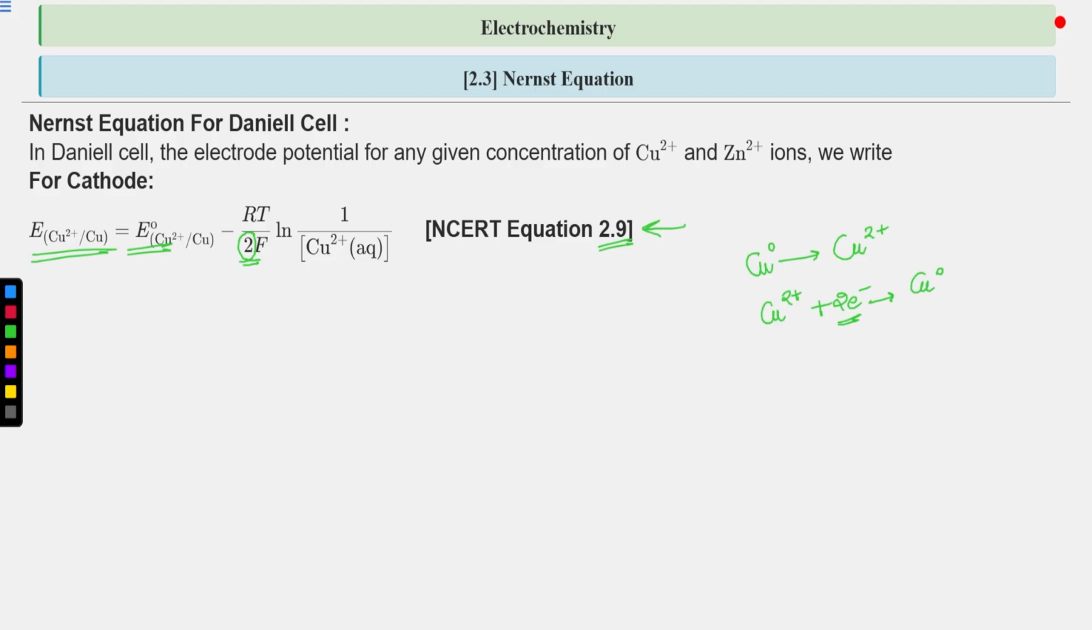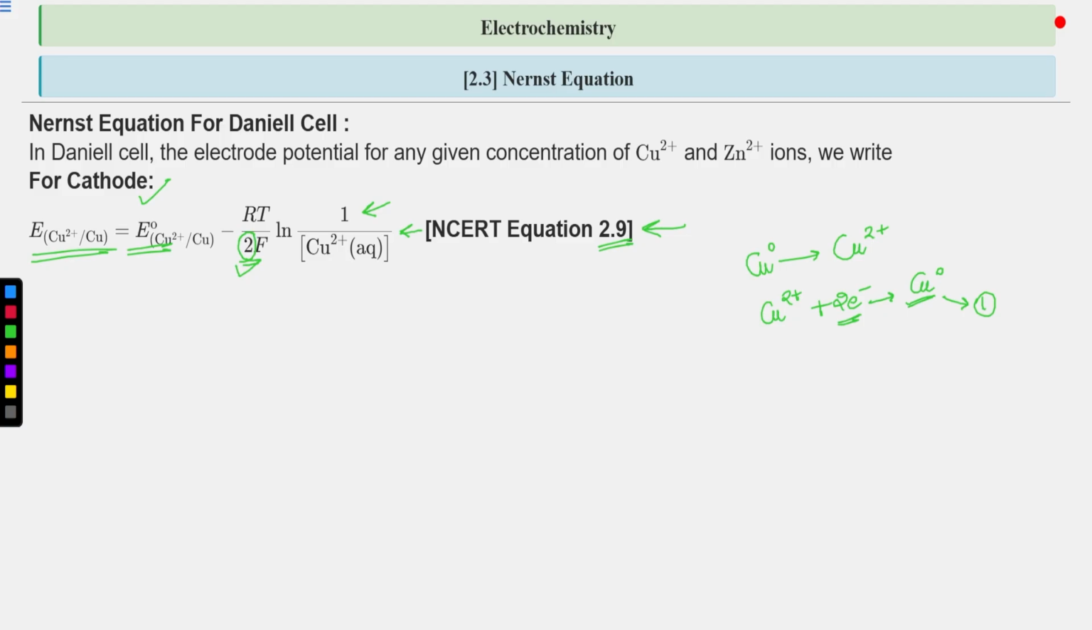That means we are taking n equals 2 here, and ln 1 by copper 2 positive aqueous. Why are we taking 1? Because we take the concentration of the metal which we are gaining here in the neutral state as 1, and the ionic concentration of copper 2 positive is taken in the denominator. Okay, so this is the equation for the cathode, which is copper in our Daniell cell.